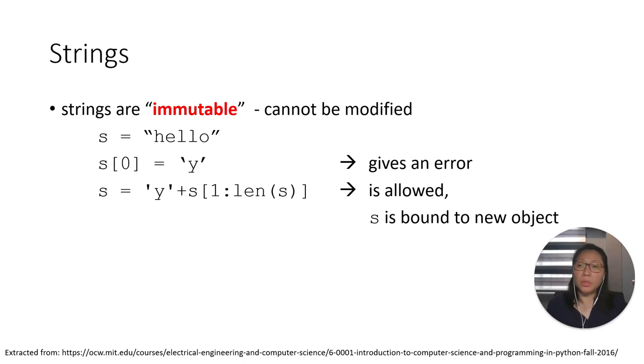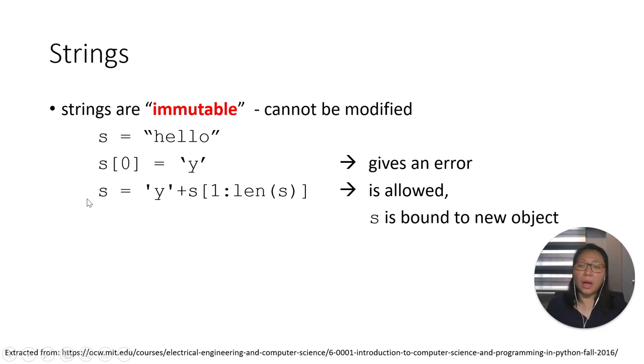So let's say we have this example, hello, and we assign this to the variable s. Changing the first character of the string s, if we assign y to the first element of s, this gives an error. So this is not possible. Take note that in other languages this is possible, but in Python this is not possible.